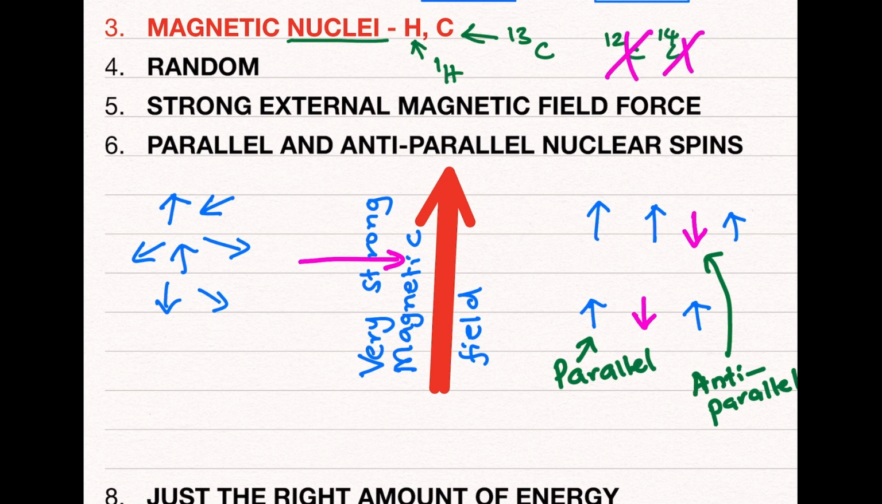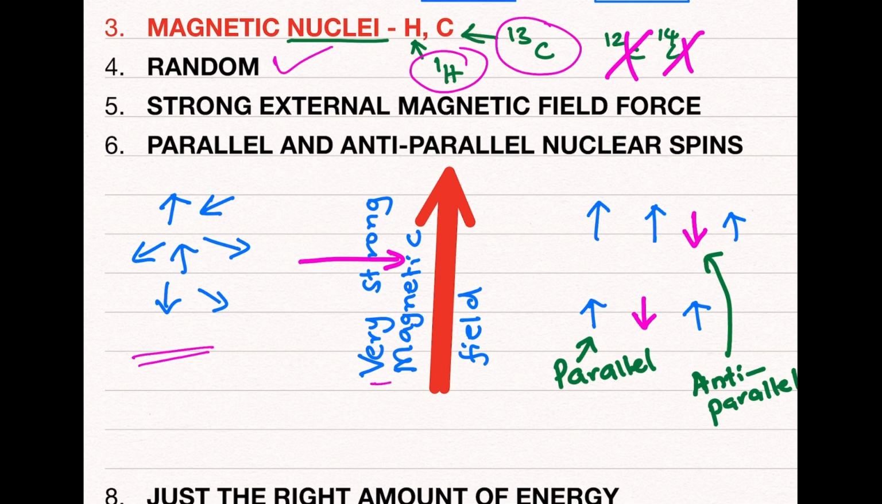In a sample, we see that the nuclei, remember that's a proton or carbon, if you're looking at carbon or proton NMR, but you could also be looking at other types of NMR where you focus on other types of nuclei. So the nuclei are randomly organized. That means they are facing all directions.